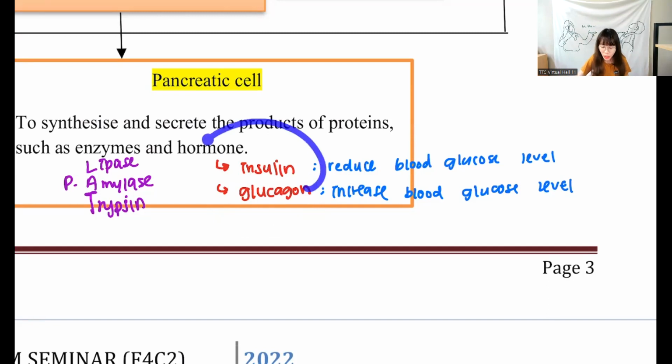Every human has insulin and also has glucagon. So after a meal, right, our body will produce insulin. So they will convert all of the glucose into glycogen.